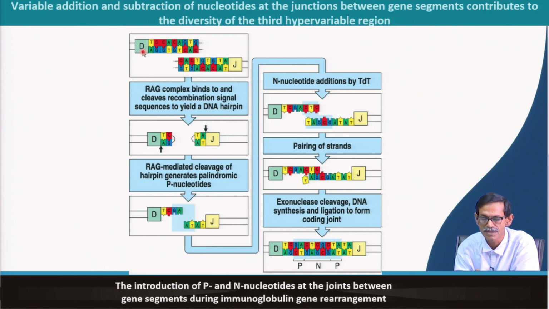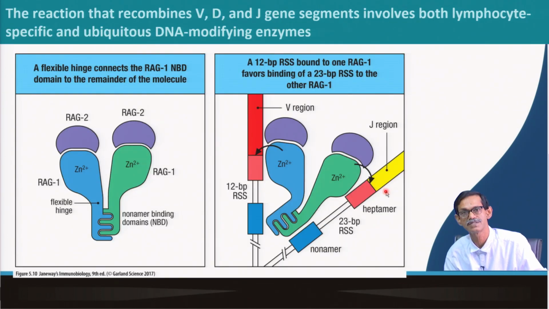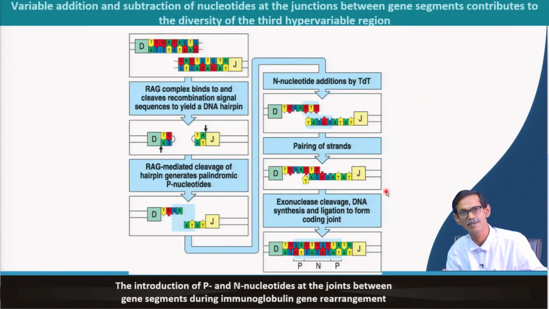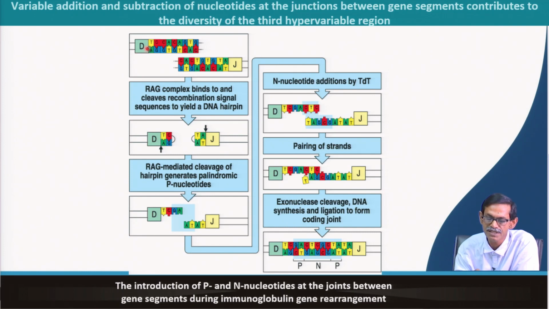Suppose, in the previous slide we were talking about the variable V and J region. Here the example is given with D and J region, but it is true for any joining. Any two segments joining, whether VJ or DJ or VD, a similar thing is happening. So, in the D segment, this is the last nucleotide suppose. So, D ends here, and J ends here. What will happen? The RAG complex binds and clips the recombination signal sequence.